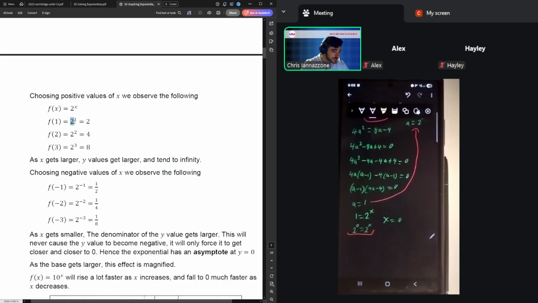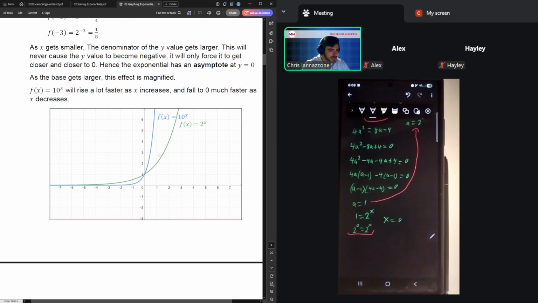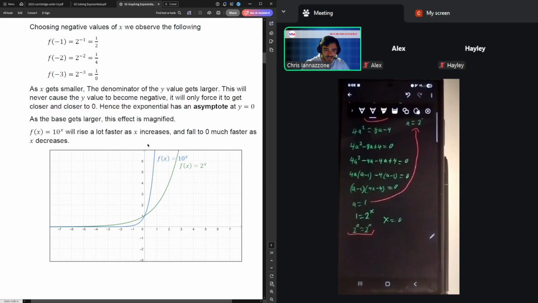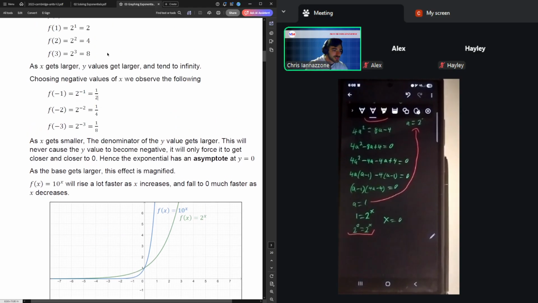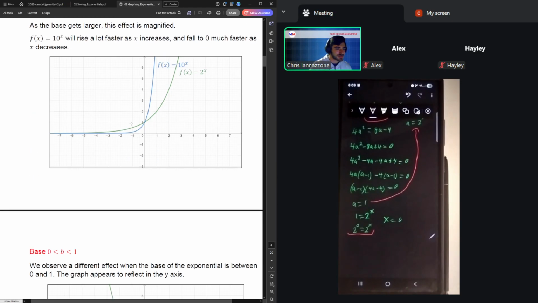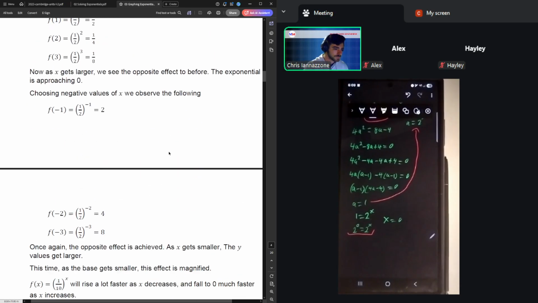Because if we look at our base of 2 here, how it is increasing and decreasing left and right of the y-axis, you can imagine having a base of 10. 10 to the power of 1 is 10, 10 to the power of 2, 100. So you're already getting well and truly faster increases than the other one. On the flip side, 10 to the power of negative 1 is 1 over 10, 10 to the power of negative 2 is 1 over 100. So we rapidly increase and decrease at a much faster rate based on the base.